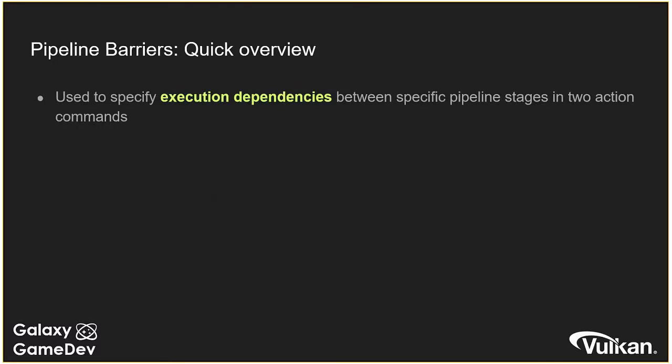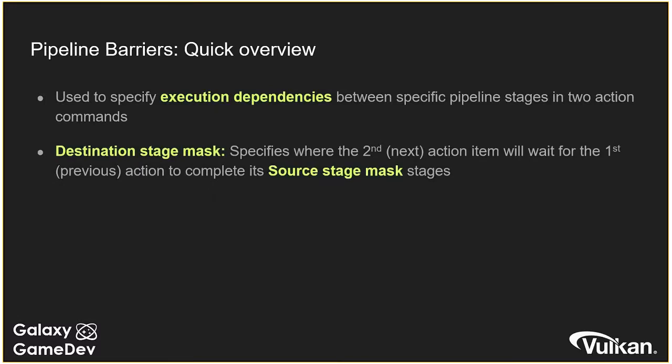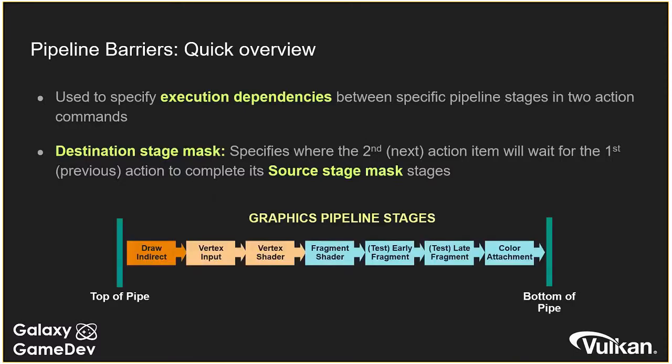So a quick overview on what pipeline barriers are. Pipeline barriers are used to create execution dependencies between two pieces of work, or rather specify them. We do this with two masks. The destination stage mask basically says where a secondary piece of work is going to wait. So if you've got a shadow pass or something, we can specify the stage at which work will start waiting for a second stage to be ready. And I'll go into the detail with this in an example.